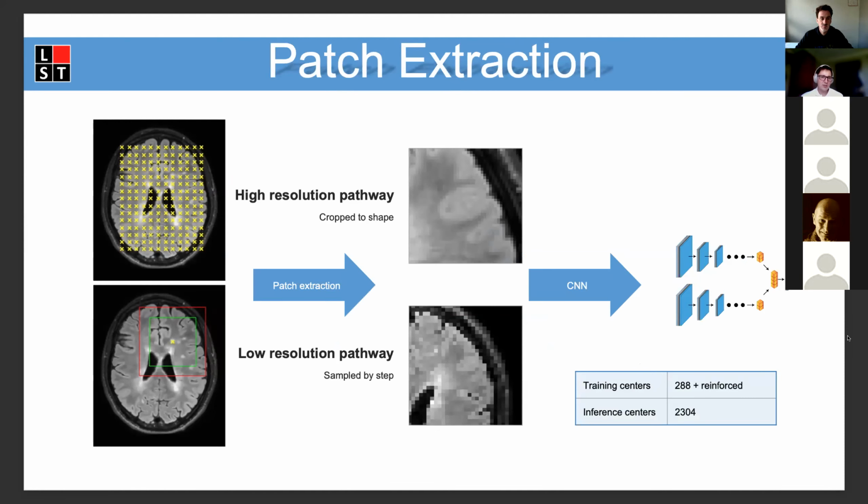The purpose of patch or subvolume extraction was to provide our CNN model with two inputs, one being high and the other being low resolution. The first one was extracted by cropping, while the second one was sampled by step from the original subvolume. During training, we defined 288 subvolumes, which we then augmented by reinforcing the ones containing the positive ground truth segmentation. During inference, we provide our CNN model with a much higher count of extracted subvolumes. As we see, those are over 2,300.